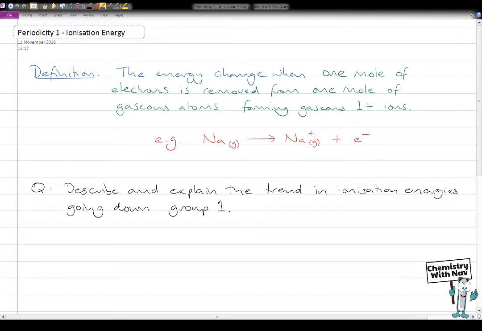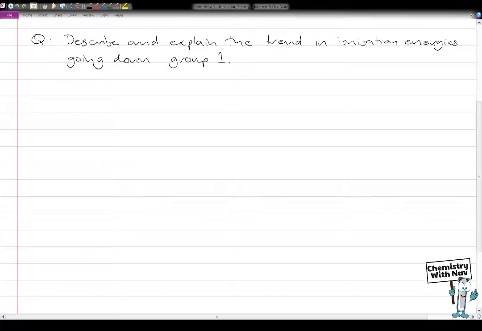The typical sorts of questions that we get in exams are such as this. Describe and explain the trend in ionization energies going down group 1. So I want to show you a framework that makes life very simple to answer this and gets you the maximum number of marks really quickly and effectively.